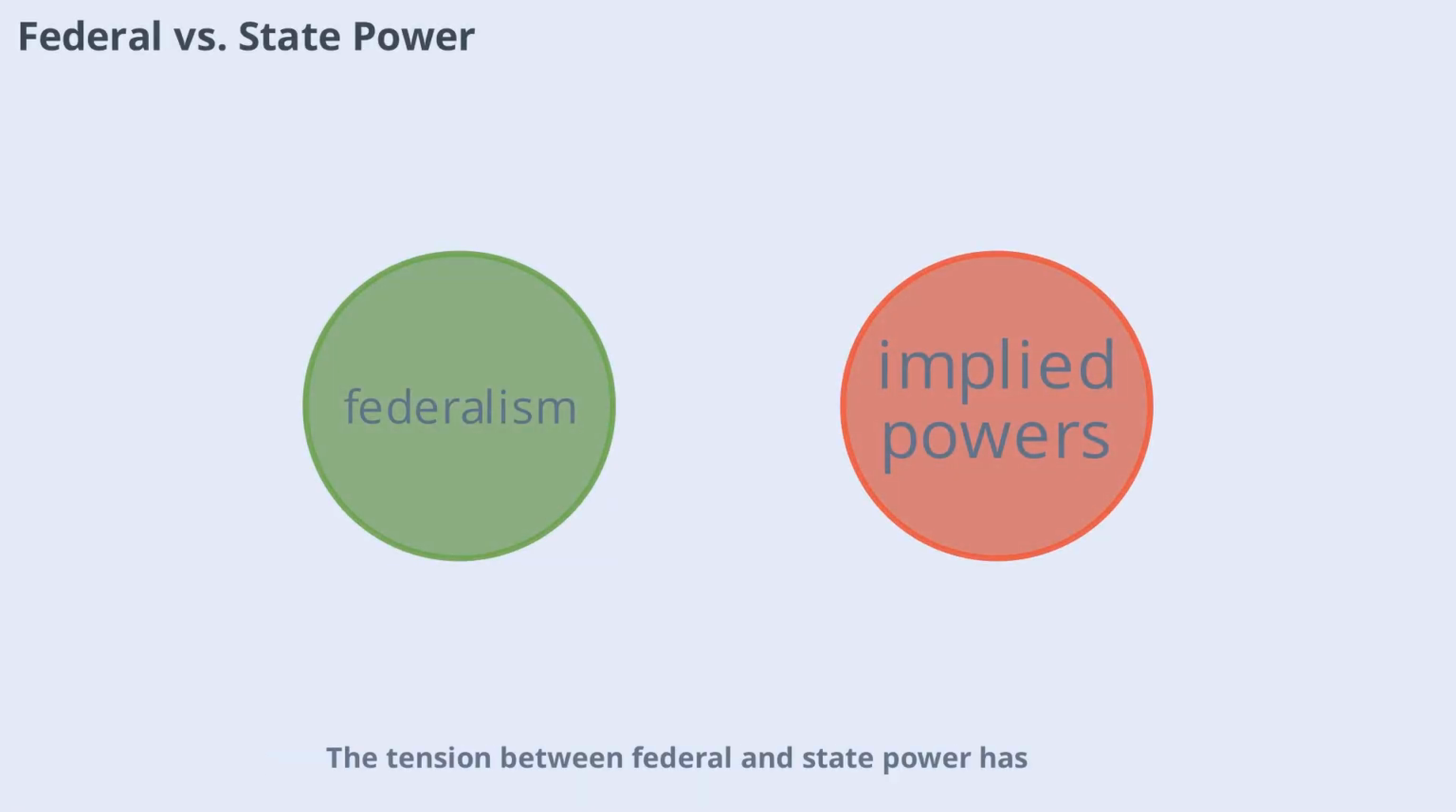The tension between federal and state power has been a recurring theme in Supreme Court history. McCulloch v. Maryland clarified that the federal government holds certain implied powers, and that federal law takes precedence over state law.